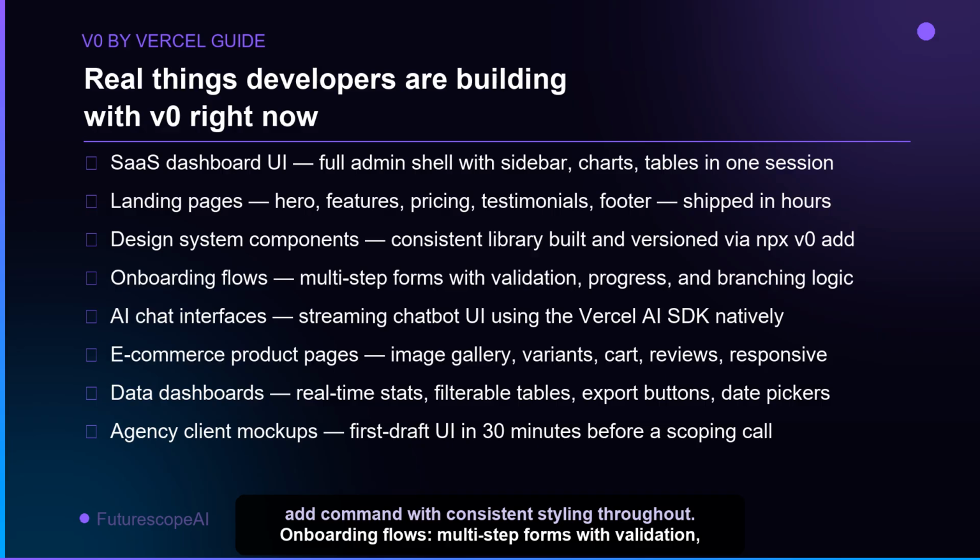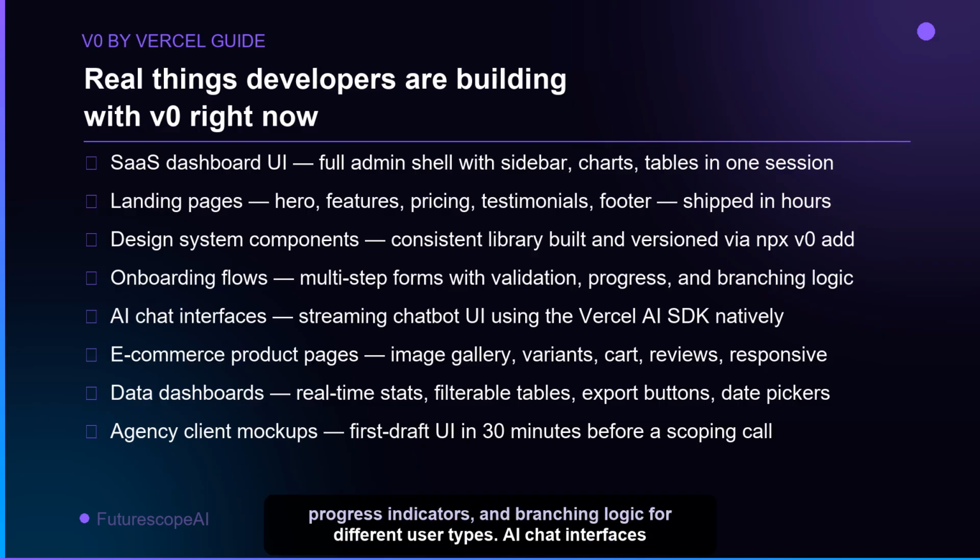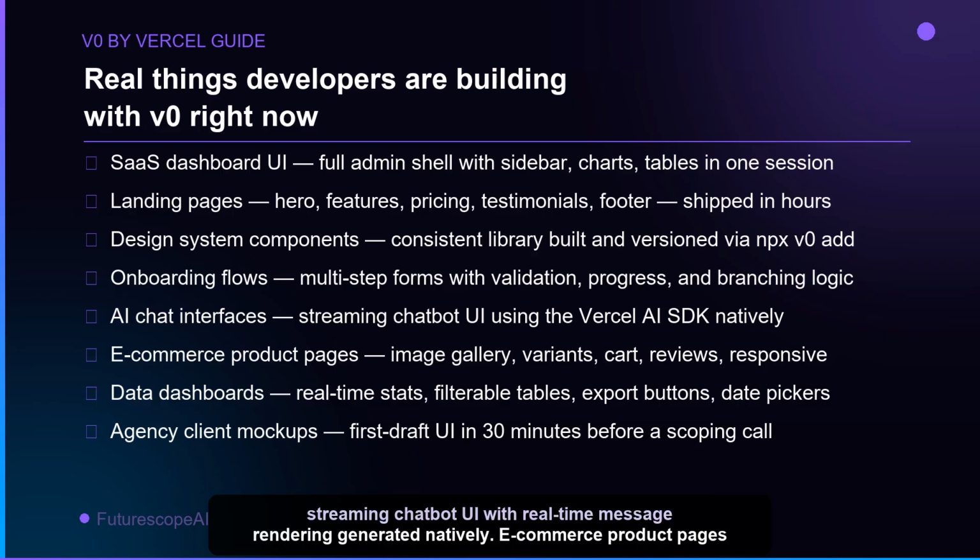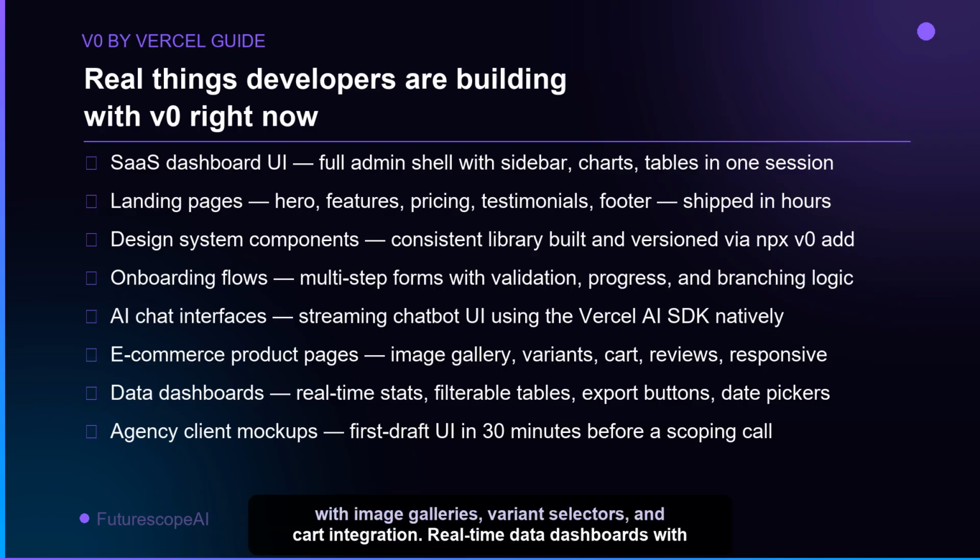Onboarding flows, multi-step forms with validation, progress indicators, and branching logic for different user types. AI chat interfaces using the Vercel AI SDK streaming chatbot UI with real-time message rendering generated natively. E-commerce product pages with image galleries, variant selectors, and cart integration. Real-time data dashboards with filterable tables and export functionality. And agencies are delivering first draft client UI mockups in 30 minutes before a scoping call, dramatically reducing the time between brief and visual.